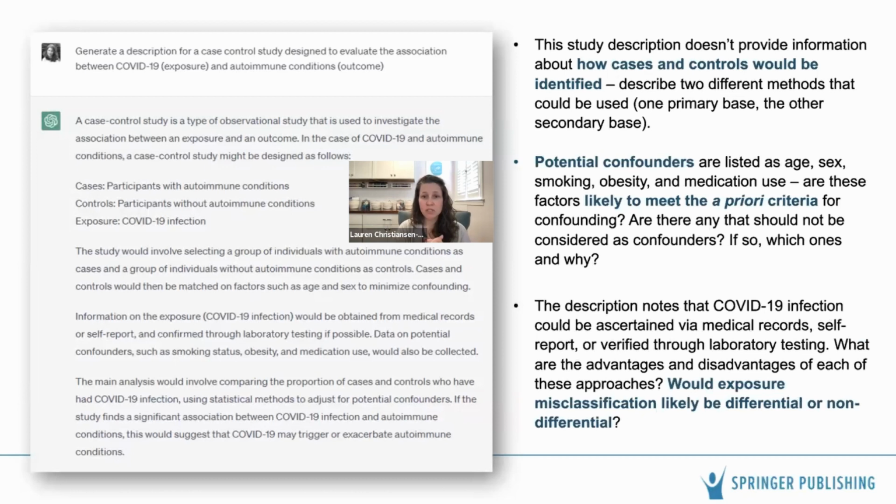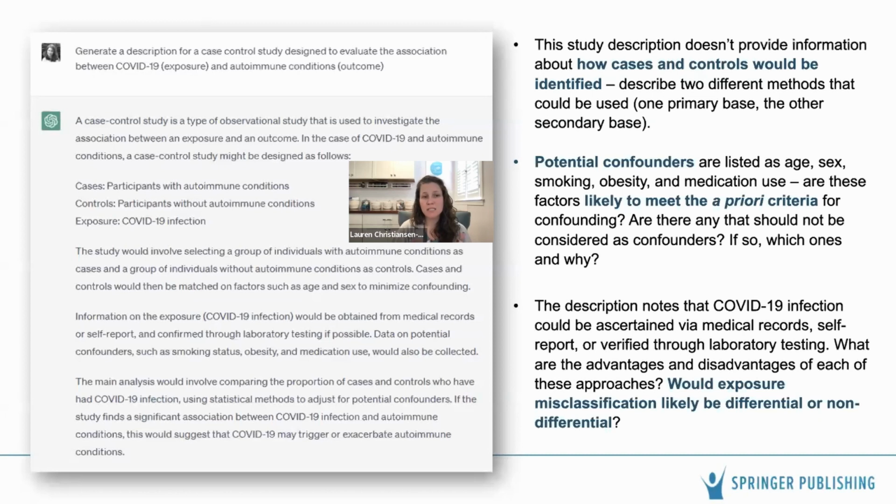The study description describes different ways that the study investigators could ascertain the exposure data. So they might collect exposure data using medical records, self-report, or verified through laboratory testing. So we can ask our students to think through what are the advantages and disadvantages of each of these approaches. Which method is more likely to be subject to misclassification? Do we think that misclassification is likely to be differential or non-differential?